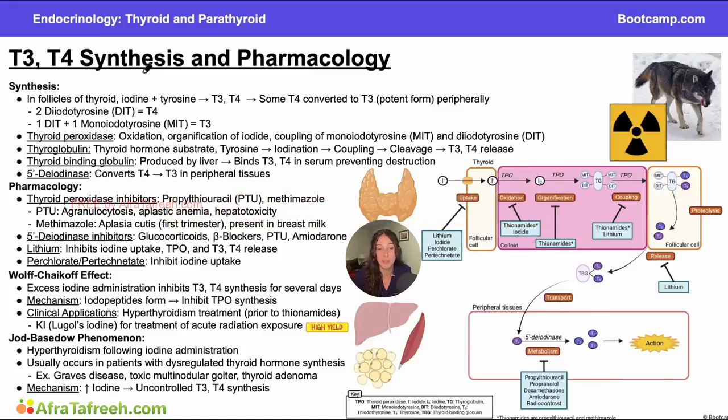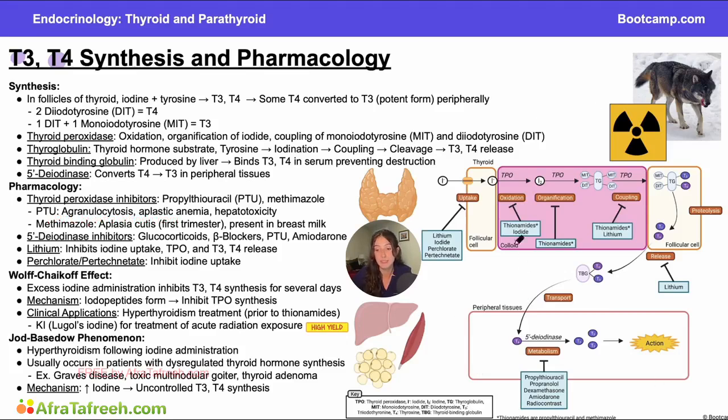In this section, we'll be going over the synthesis of our thyroid hormones, so T3 and T4. We'll also be talking about some of the pharmacology. I know biochemistry can be kind of a challenging topic, but I think if you get this down, this will really help you understand some of the pathologies that we'll talk about with your thyroid in later videos. So I'd highly encourage you to take the time to really dig into this video.